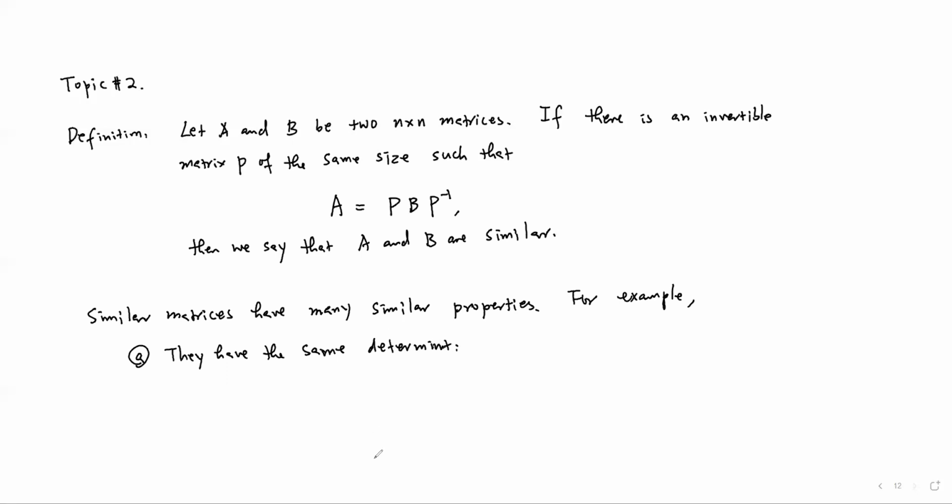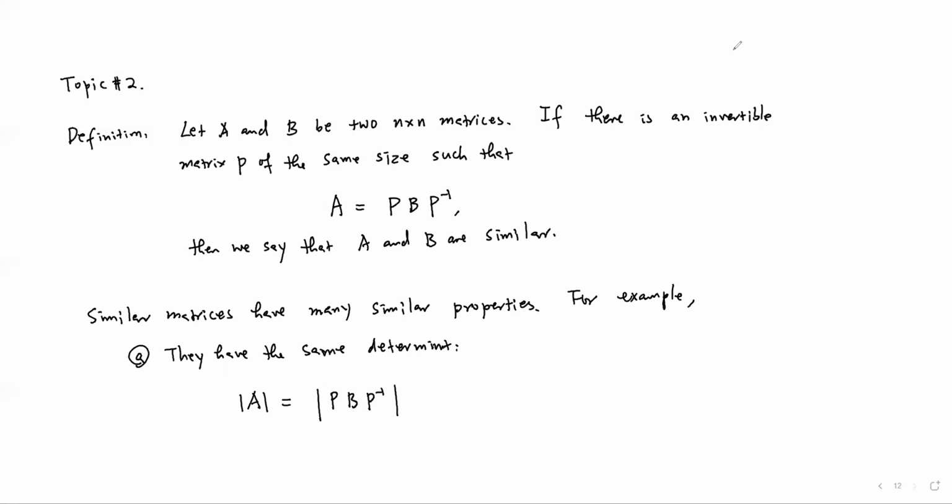How to see they have the same determinant? Yeah, here. A and B are similar. That means that this equation is true. Now let me take determinant. The determinant of A is the determinant of P, B, P inverse.